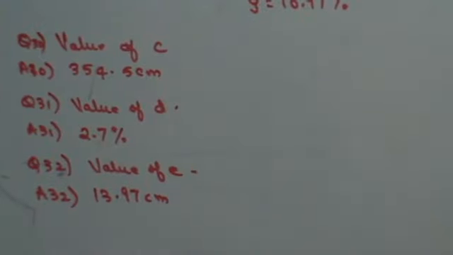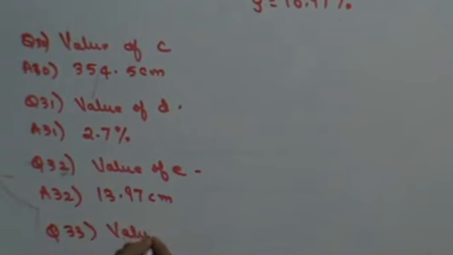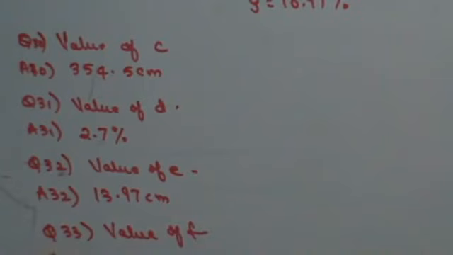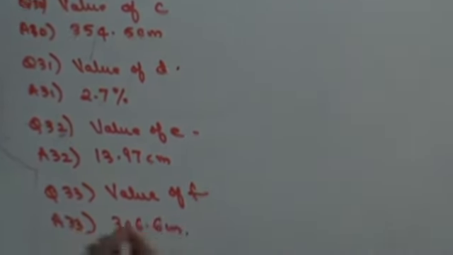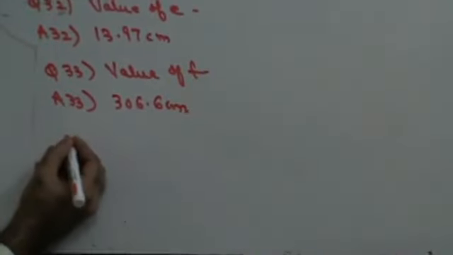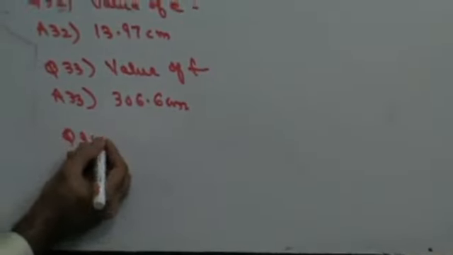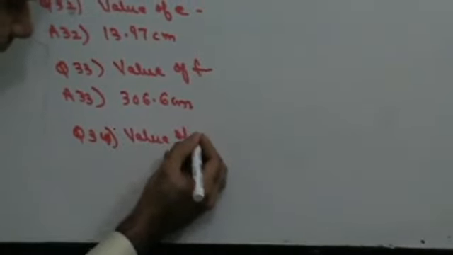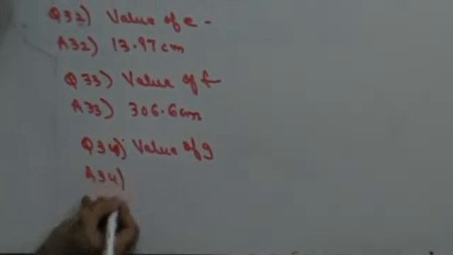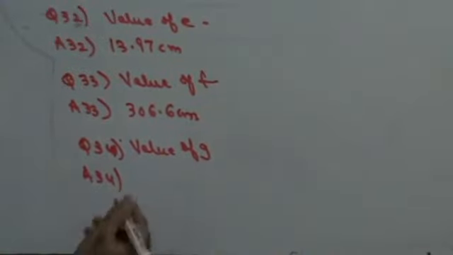Value of F. Right? Value of F you found out as 306.6 centimeters. And last question, 34. Value of G. Value of G you found out as 10.97%.